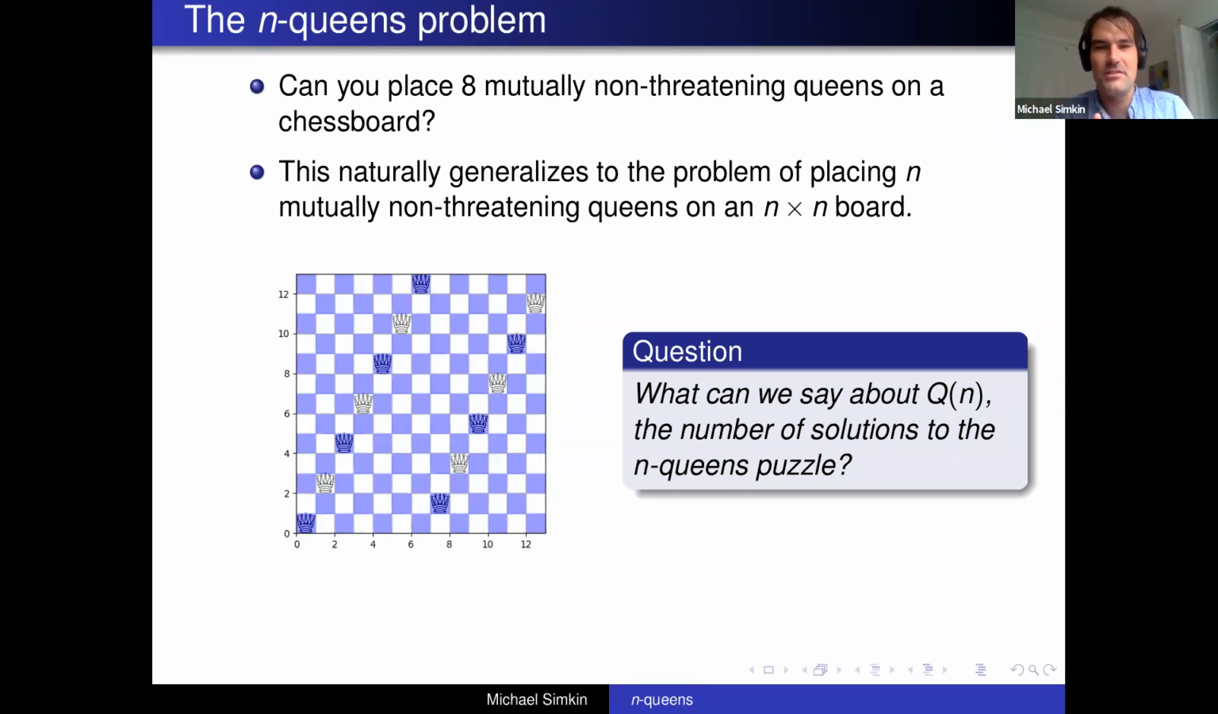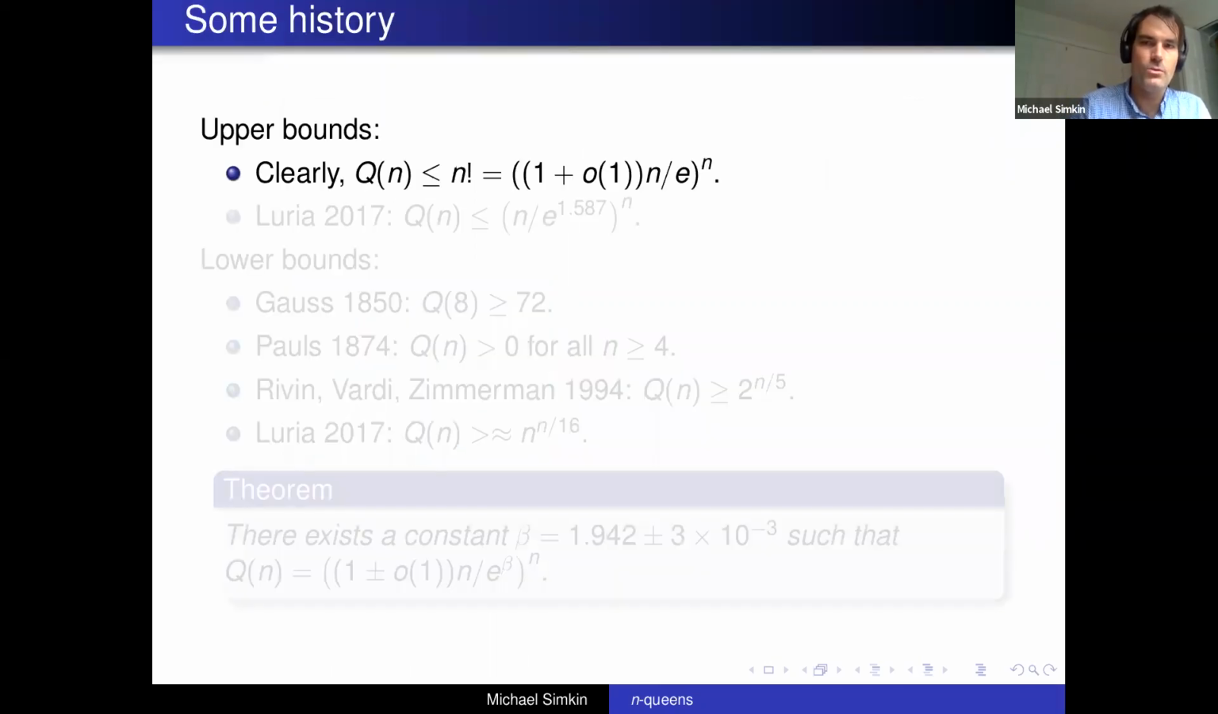Anyway, this is the question that I'd like to address today. What can we say about Q of n, which is the number of solutions to the n-queens puzzle? This problem, as you might imagine, has been fairly well known for a while, so it has some history. Before I get to the ancient history, I'll just say the easy things to say are regarding upper bounds. So not much was known.